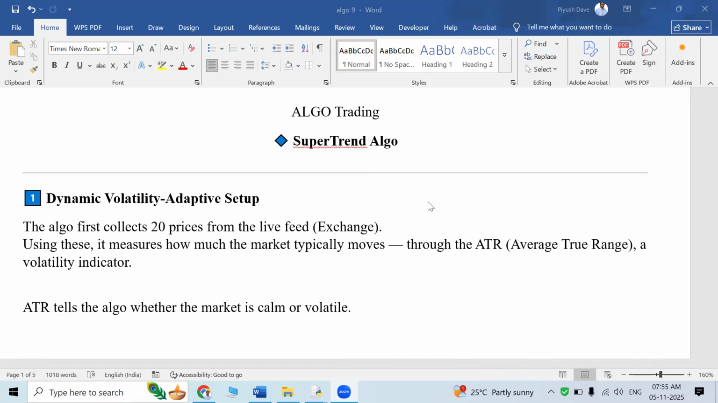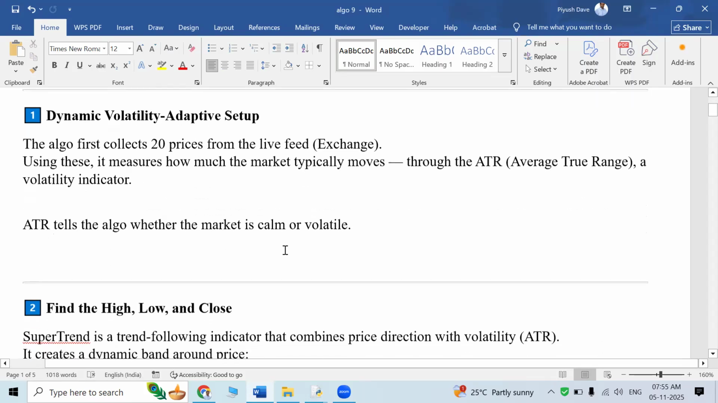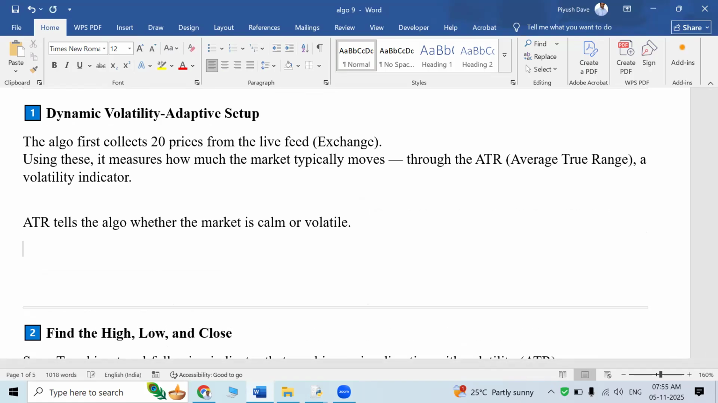So first, I'm going to start collecting the 20 prices from the exchange. Now this is a live feed which is coming from the market. We have no control over it. Based on that, the ATR will be calculated. Why is this ATR required? To understand whether the market is calm or volatile. Now let me tell you the meaning of ATR, average true range.